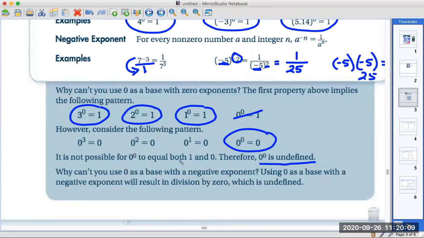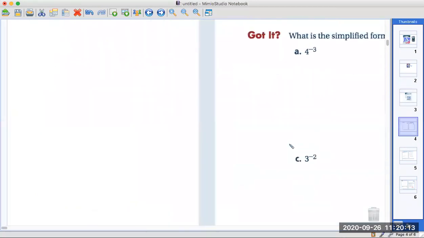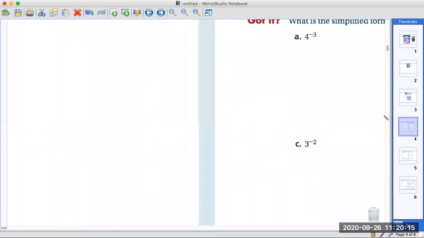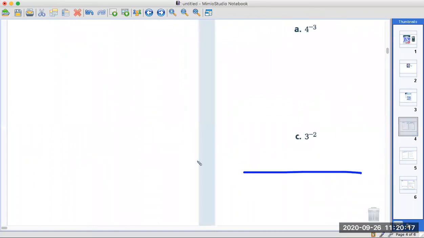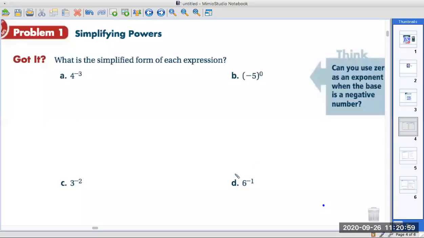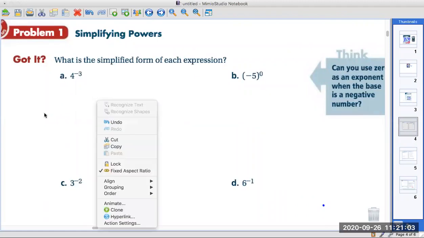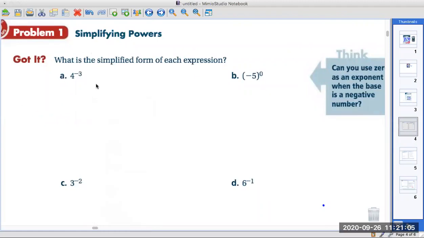All right, let's go to the next page. Okay, we're on page 284, problem 1, simplifying powers. We're going to go through this really quick.